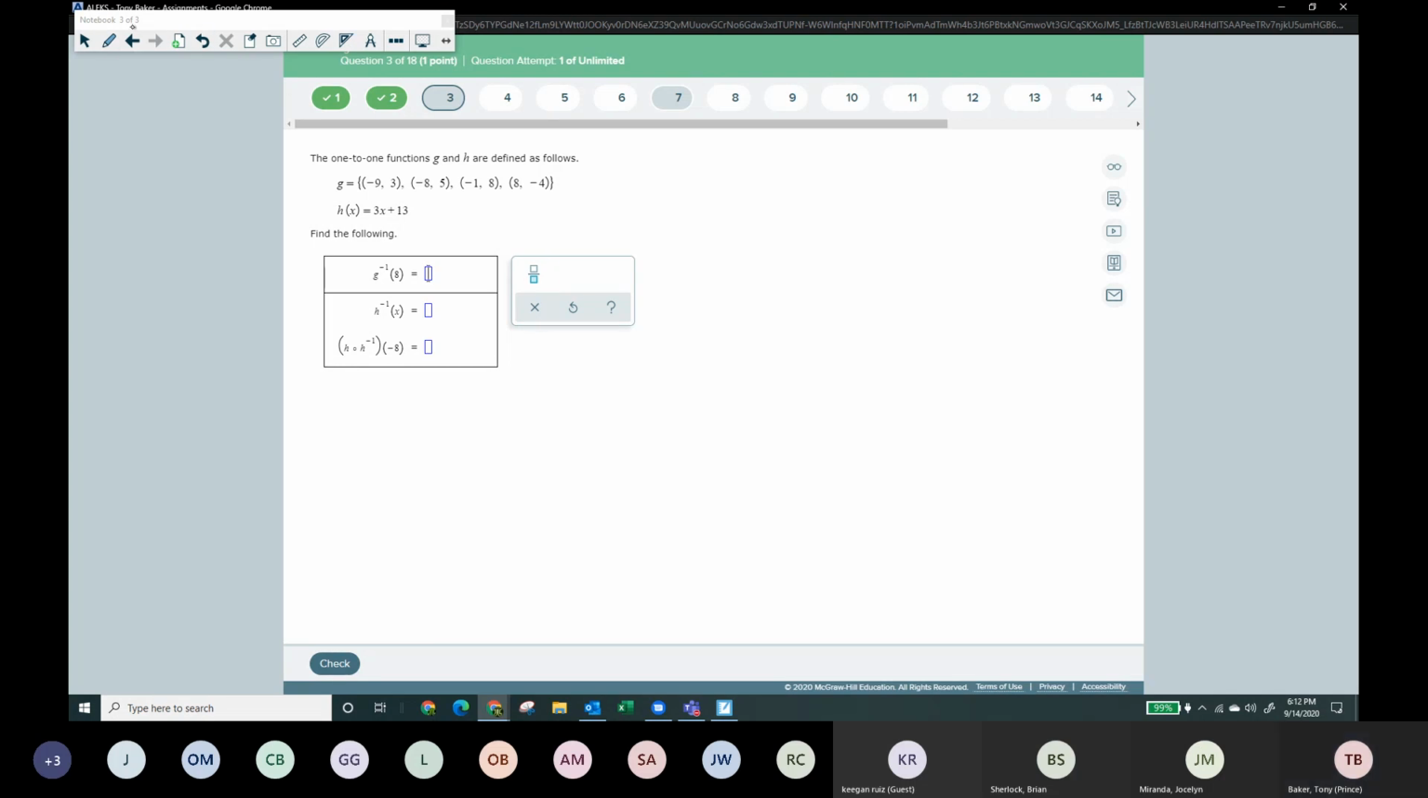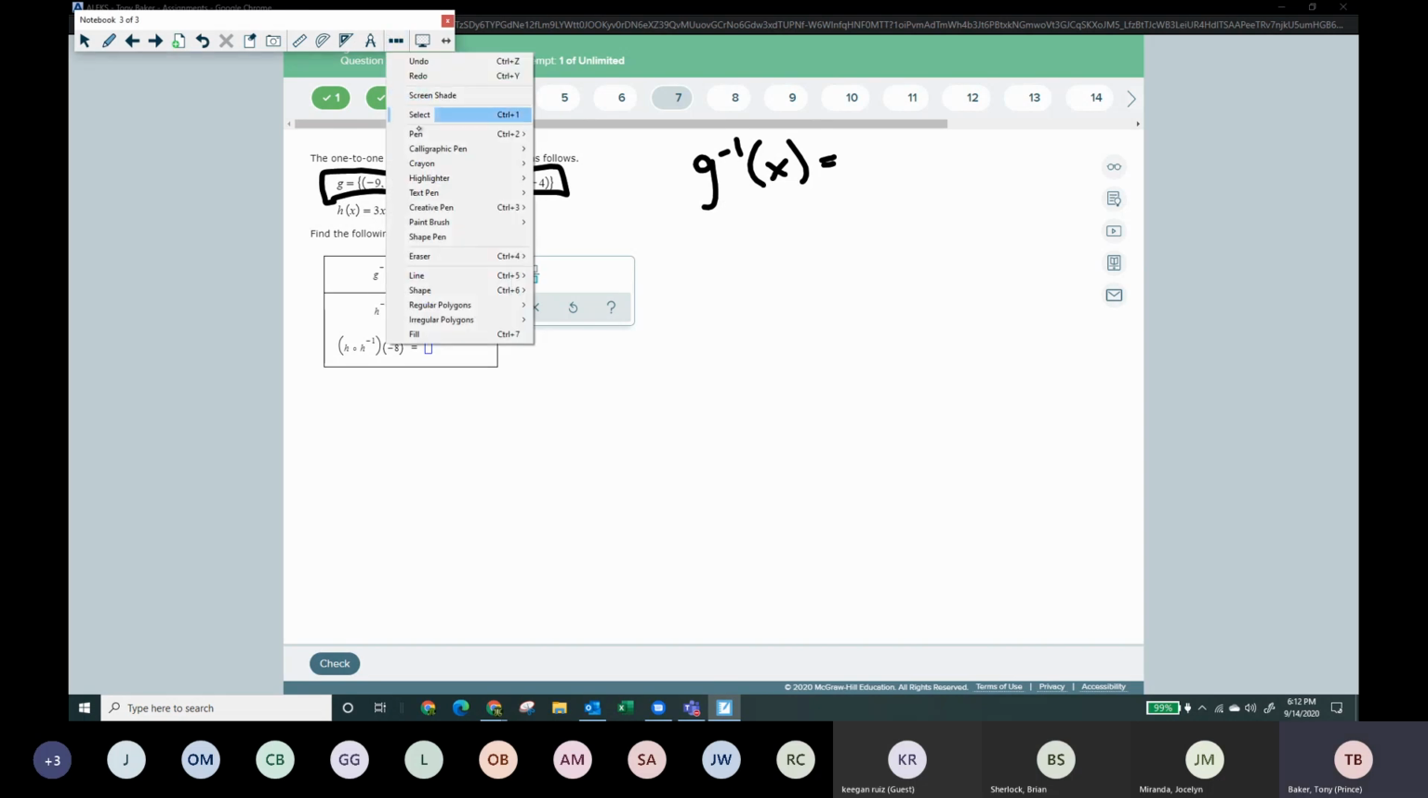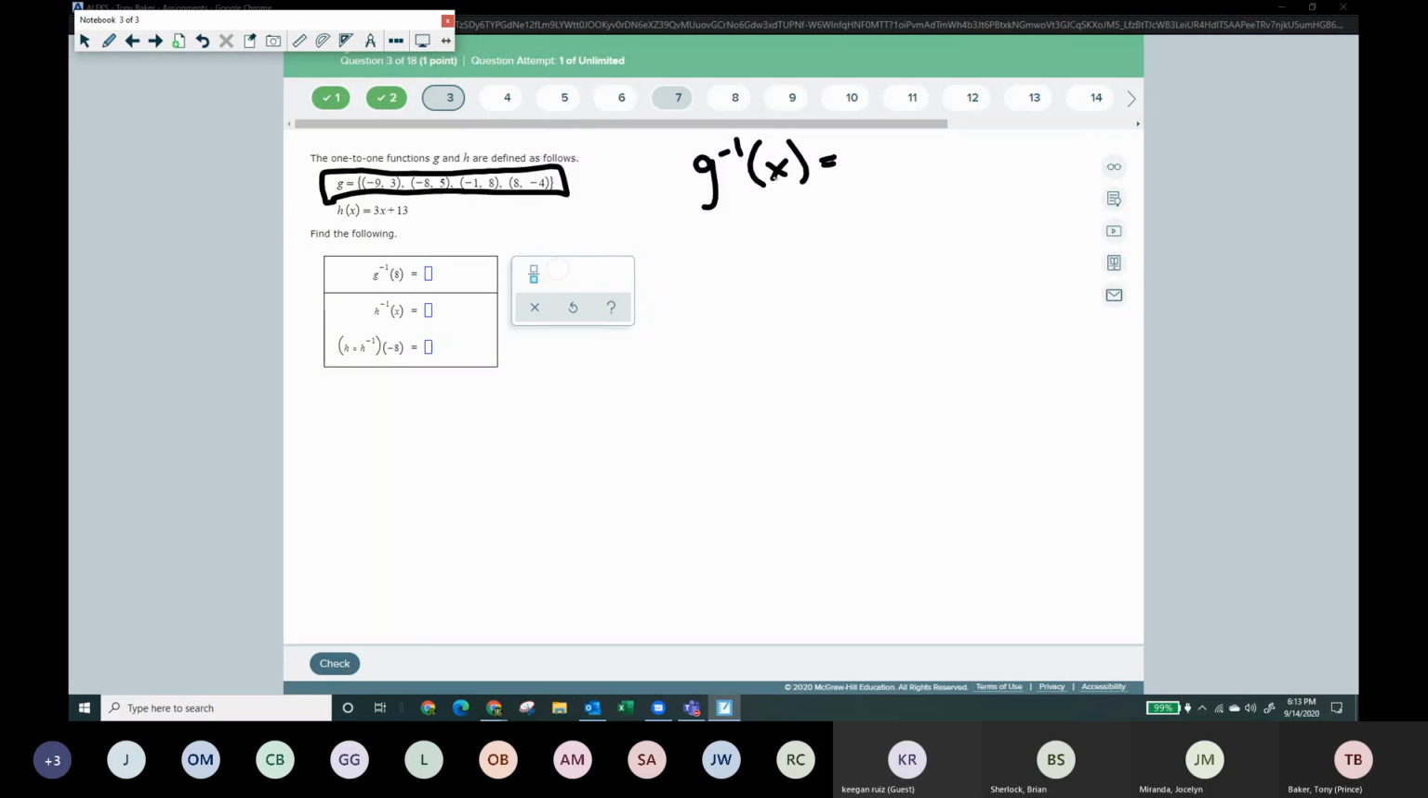So in this topic, the number, when you have the negative 1 up top, it's looking at it as an inverse. So this is the inverse of g of x. So this right here, that's g of x. So if I'm looking for the inverse of it, in this case, actually, it's not g of x. It's g of 8.